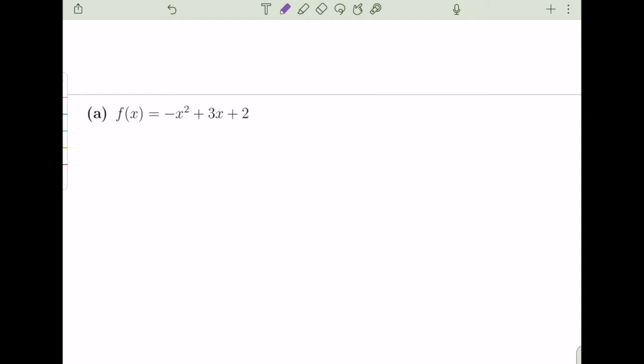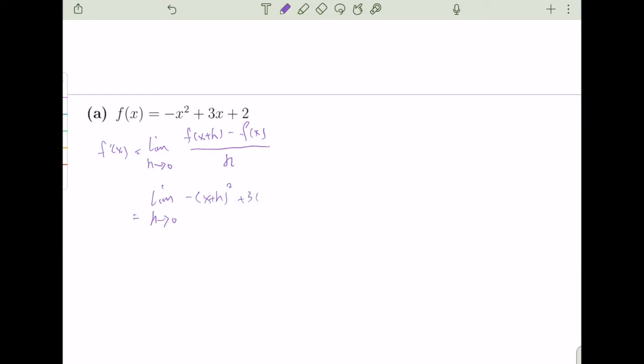So for the derivative, we always start with the limit expression. Limit as h goes to 0 of f of x plus h minus f of x, divided by h. Now we're going to plug this x plus h into this expression. So just replace the x with x plus h.